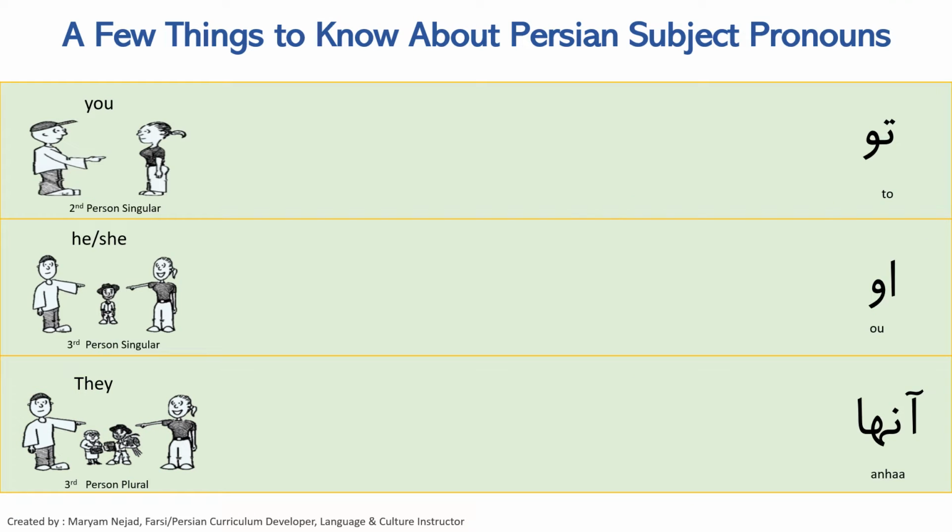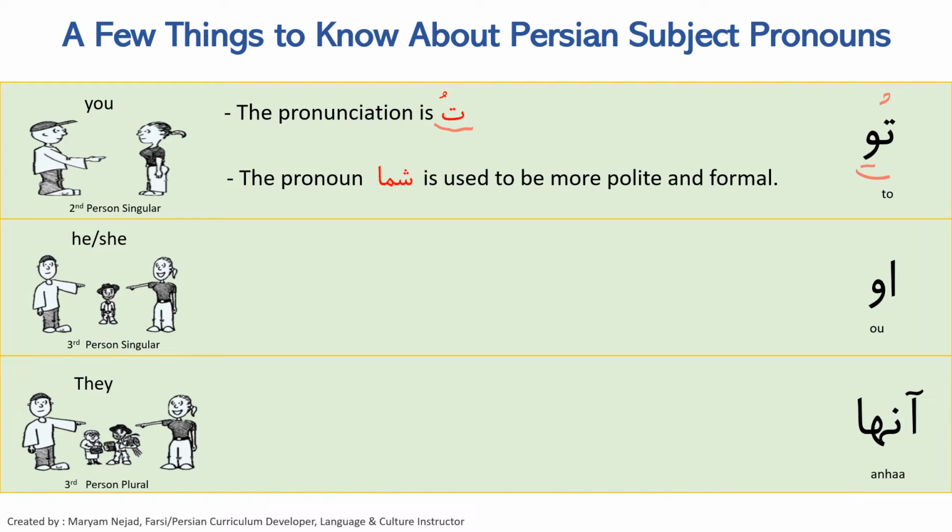Now, a few things that you need to know about Persian subject pronouns. The first one is about the subject pronoun to. As you can see here, it is written as to, but this letter vav is silent, and there's an implied short vowel o on the letter t. So it's pronounced to. And also the pronoun shoma is used when we want to be more polite and formal, which shoma is for second person plural, but we also use it for singular. If we are talking, for example, to an older person, to a stranger, then we use shoma.